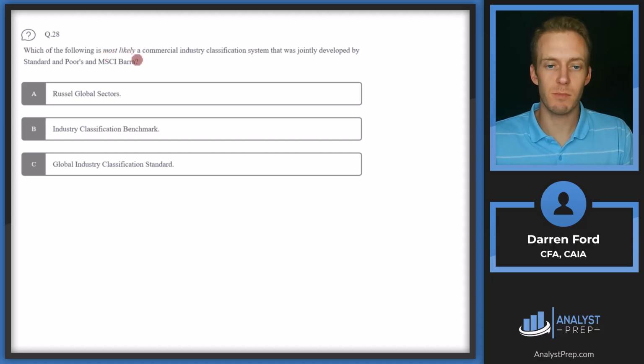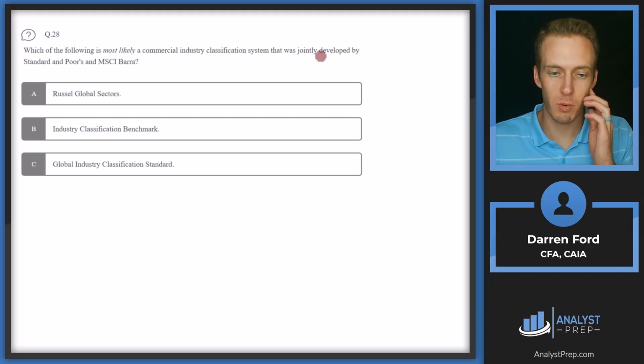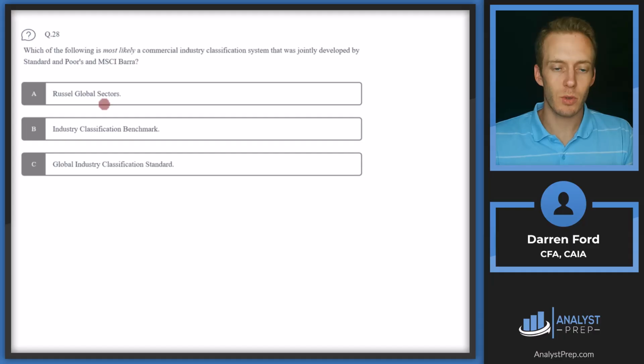Which of the following is most likely a commercial industry classification system that was jointly developed by Standard & Poor's and MSCI Barra? A. Russell Global Sectors, B. Industry Classification Benchmark, or C. Global Industry Classification Standard. So this is really just kind of a memorization exercise.